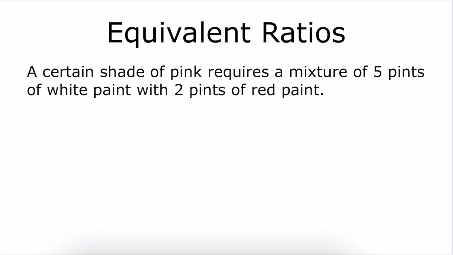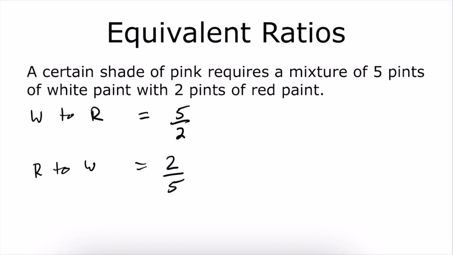Maybe I might say that the ratio of white paint to red paint equals 5/2. You could also say that the ratio of red paint to white paint equals 2/5. Both of those ratios would communicate the same information. But there's lots of ratios that are equivalent to this, because I could do 5 pints of white paint to 2 pints of red paint, but I could also do 5 cups of white paint to 2 cups of red paint, because the balance between the two colors is still the same. Or you could even do 5 tablespoons of white paint and 2 tablespoons of red paint.